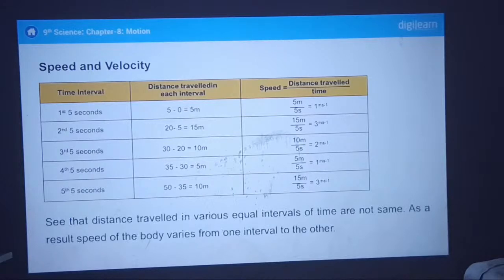See that distance travelled in various equal intervals of time are not the same. As a result, speed of the body varies from one interval to the other.